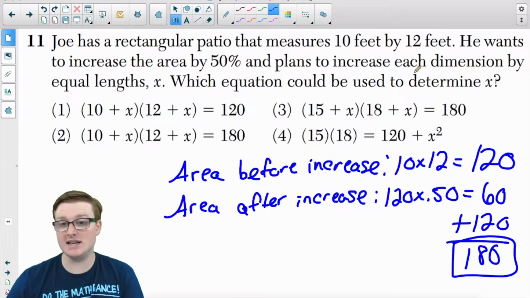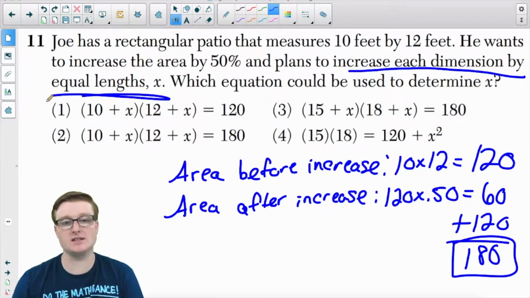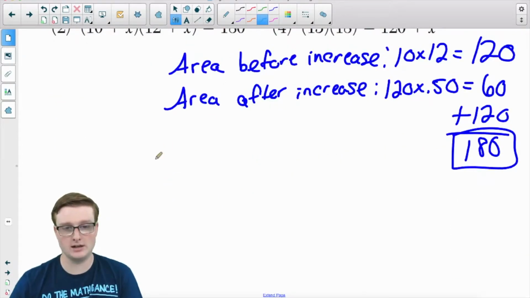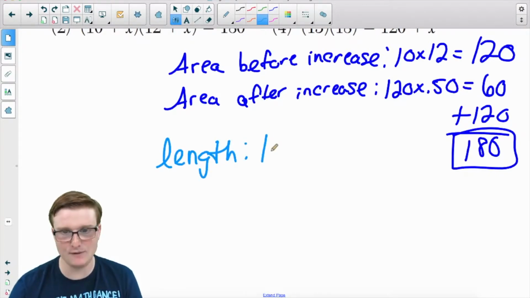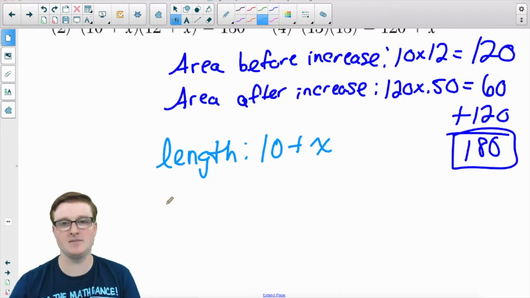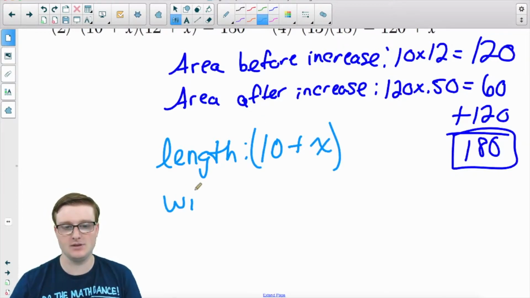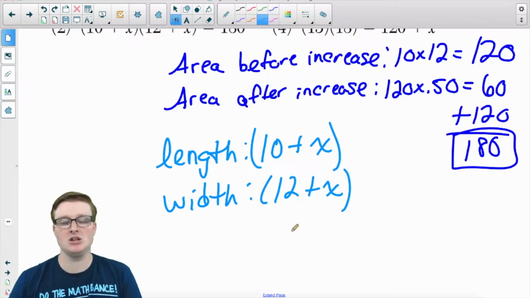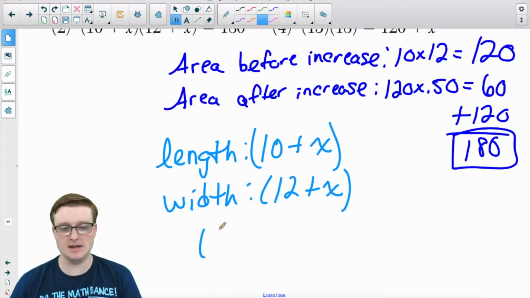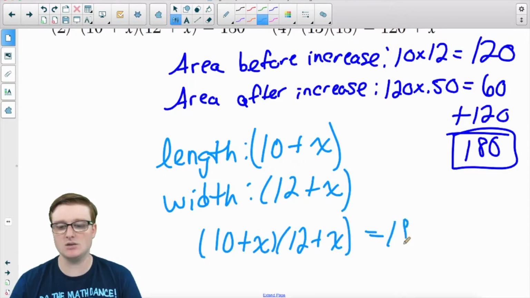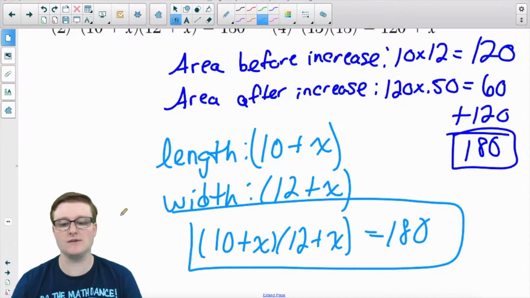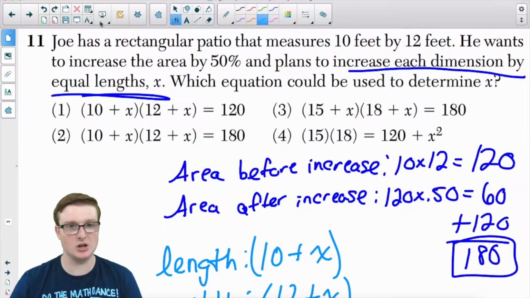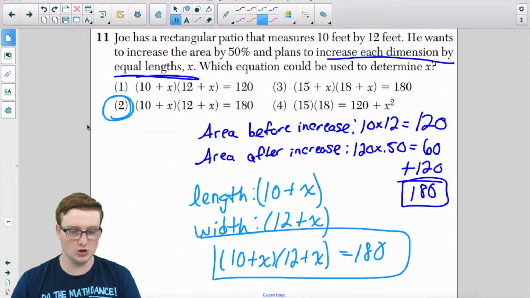Now, he wants to increase each dimension by equal lengths of x. So therefore, the length, which is already 10 feet, he wants to add x to it. So that's his length. The width is 12, and he wants to add x to it. So your equation is just going to be 10 plus x times 12 plus x, and that's going to equal the new area of 180. That answer is going to be choice 2 for that question.